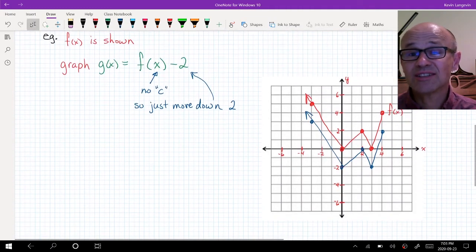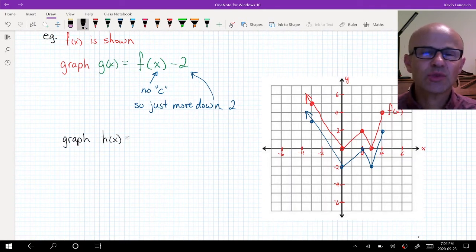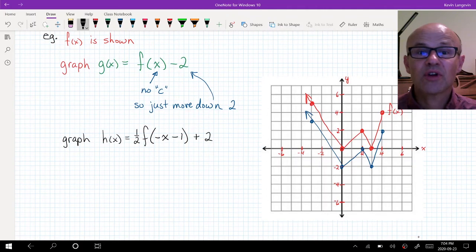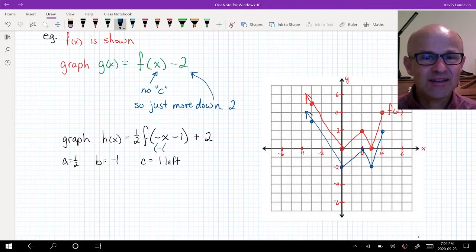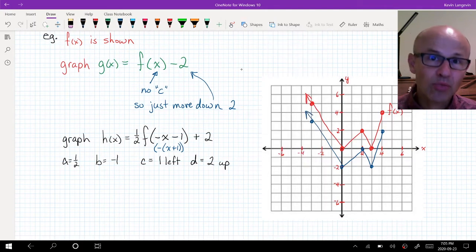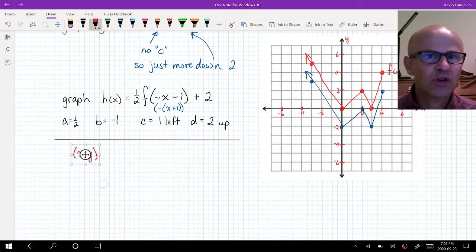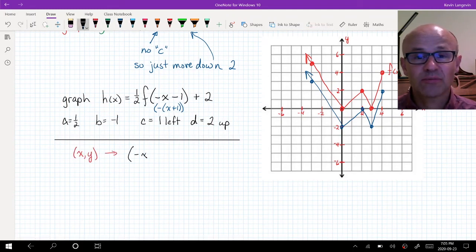Now, what if instead of moving just down, we applied a few more things to it? So let's suppose we graph h of x is equal to. We've got the 1/2, which is vertical. We've got the negative, which is horizontal. We've got the minus 1 and the plus 2. My a is a half, my b is -1. My c, I need to factor out the negative. I need to make sure it's in the form f of b open bracket x minus c close bracket plus d. So that's a little trick we'll have to look for. Make sure you're factoring out properly.